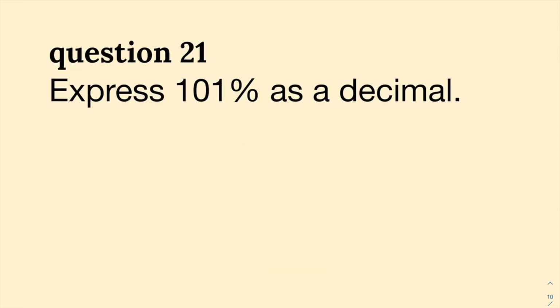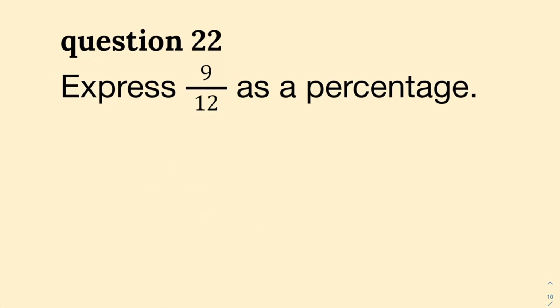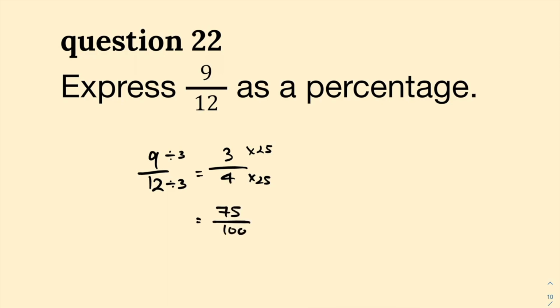Express 101% as a decimal, so we've got percentage, so 101%, write it as 101 over 100. Dividing by 100 means move the decimal point 2 spaces to the left, giving us, boom, boom, 1.01. 9 over 12 as a percentage. Well, the first thing I noticed here is that it's not in the simplest form. You can divide both by 3, giving us 3/4. And what is nice about the 4 as a denominator, we can multiply by 25 to get us to 100, which means 75 over 100, which basically means 75%.